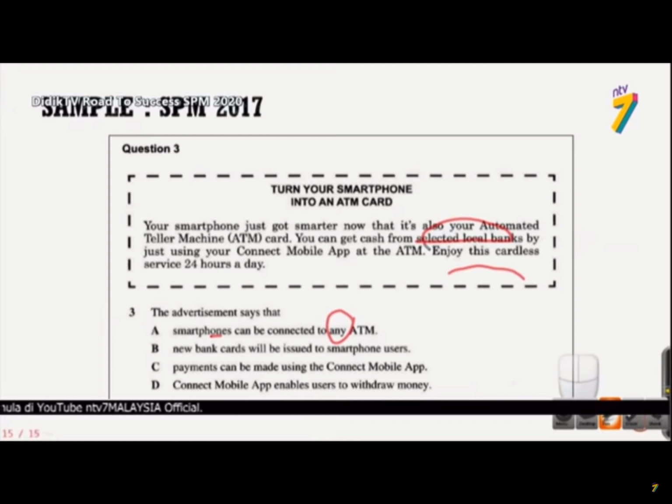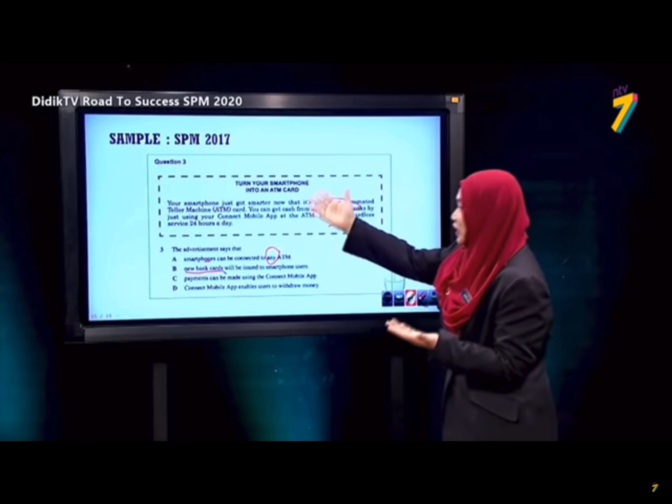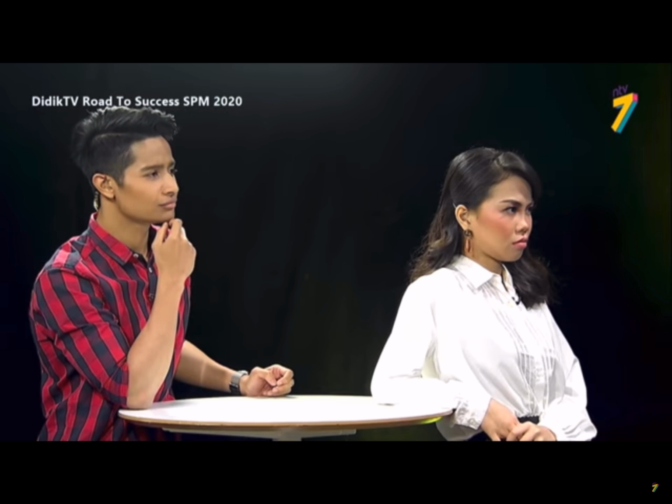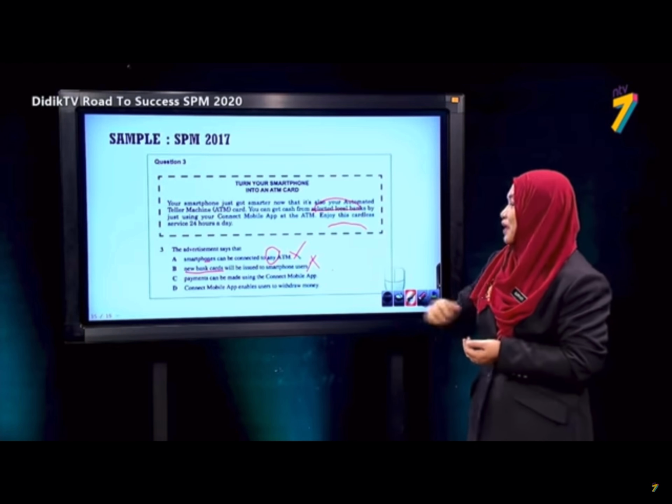Okay, what about B? New bank cards. So the keyword here is new bank cards. Can you find any idea of new bank cards? Is there anything talking about new bank cards here? No, right? So definitely wrong. The one that is confirmly wrong, 100% wrong, you cancel it out. Cross it. Okay, so now you have C and D.